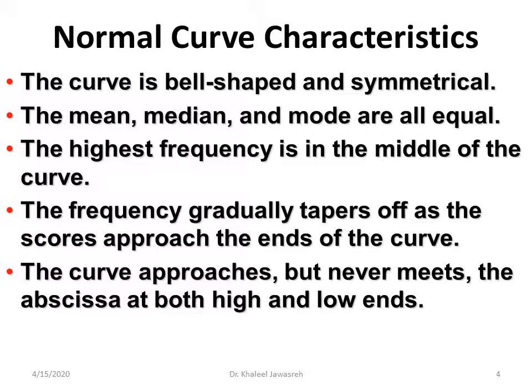Let us summarize it again. It's a bell shape, symmetric shape. Mean, median, and mode are equal. Highest frequency in the middle, and the frequency gradually tapers off as it reaches the ends, and the curve approaches but never meets the abscissa at both high and low ends. Those are the main characteristics of the normal distribution curve, and we can work on them in the coming slides.